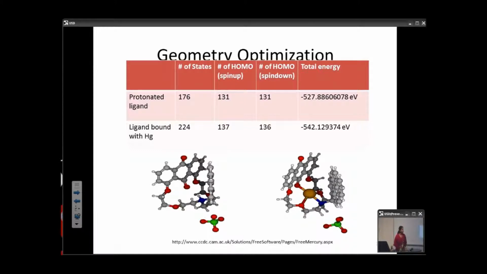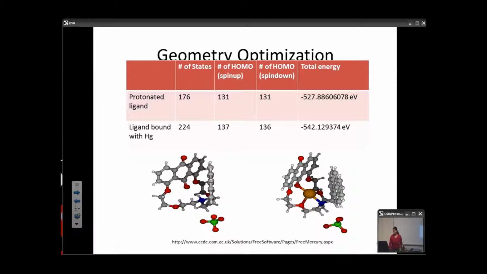We have done some geometry optimization for our ligand, and also we have introduced a heavy metal, mercury, inside it, and we did geometry optimization for both systems using VASP and also using Gaussian. We found that the ligand has 176 states, whereas the mercury bound one has 224, and the number of HOMO in spin up and spin down is 131, which is equal for the ligand, whereas in the mercury system we got 137 in the spin up and 136 in the spin down.